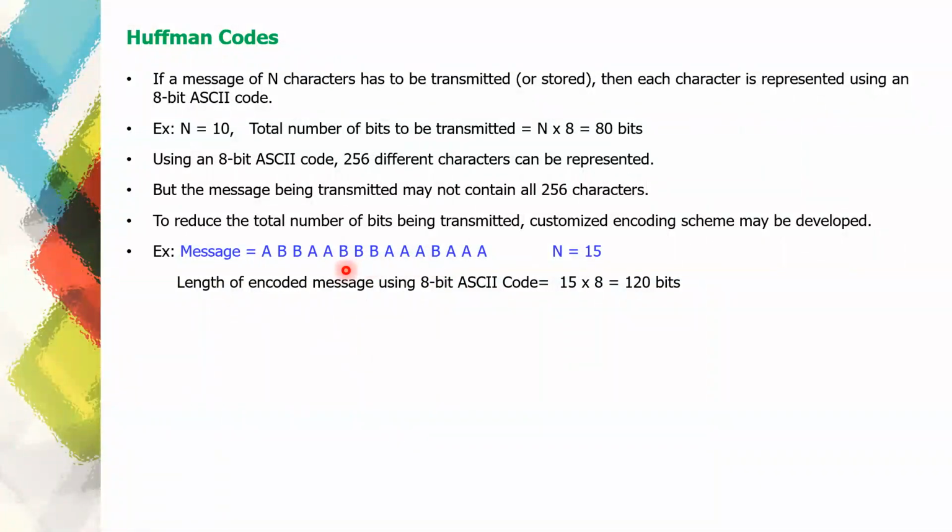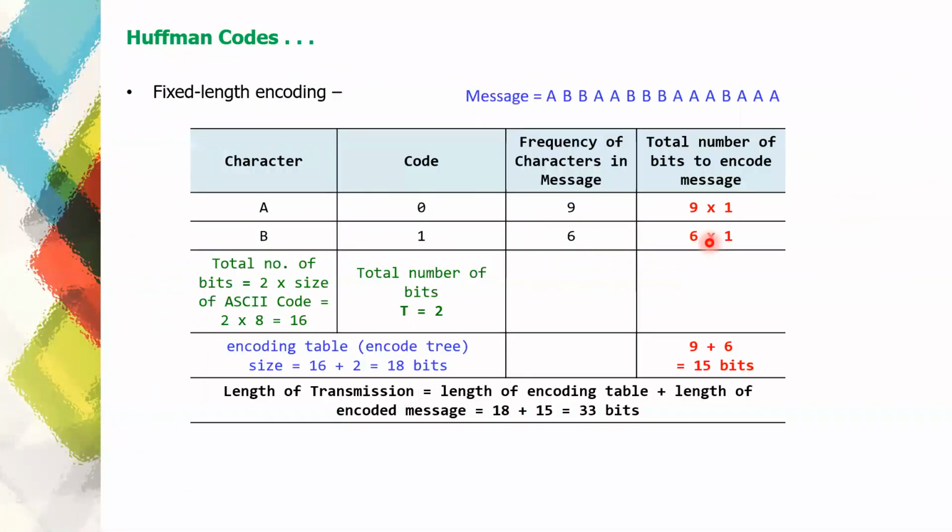Then, how can I reduce the total number of bits being transmitted if you are not using all the 256 characters? For that, instead of using the ASCII code for encoding, you are going to prepare your own encoding scheme. A customized encoding scheme you are going to develop for yourself. Now, there are 2 types of encoding schemes. The first one is called fixed length encoding.